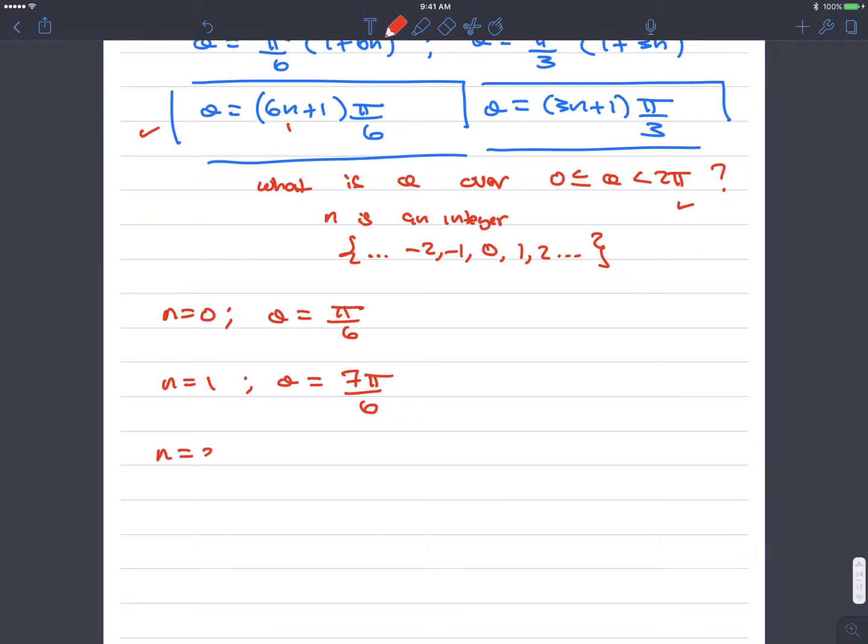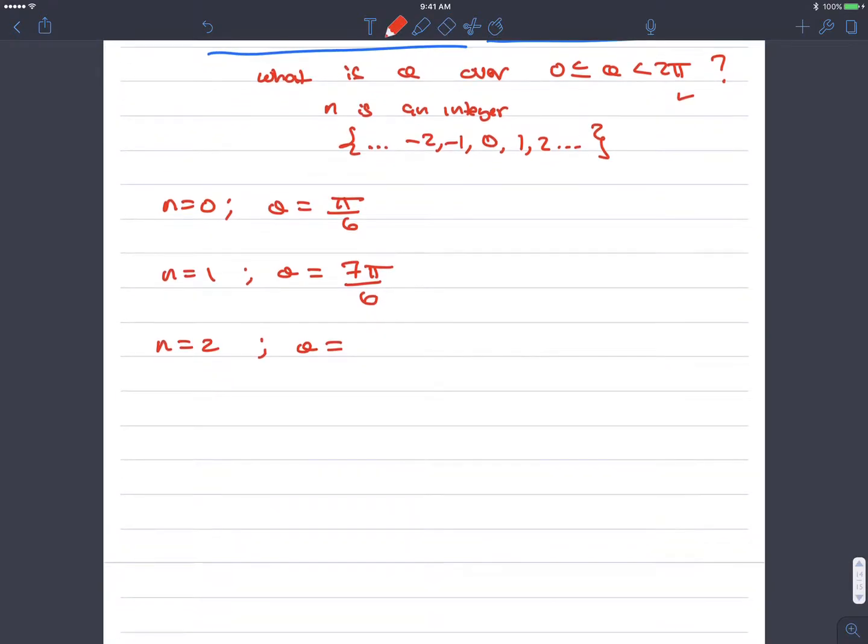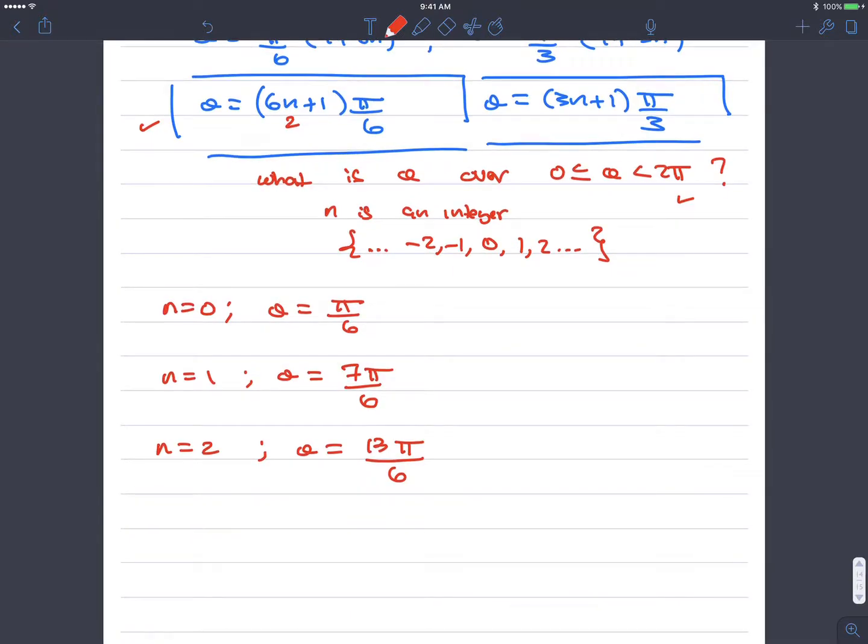Let's take now n is 2. What's theta? Replace n with 2. What's 6 times 2? 12 plus 1 is 13 pi over 6. Is that less than my 2 pi? No. In other words, 12 pi over 6 is exactly 2 pi. So I don't have to include this in my list. Are you okay with that? So we don't have to have that. Let's remove it.